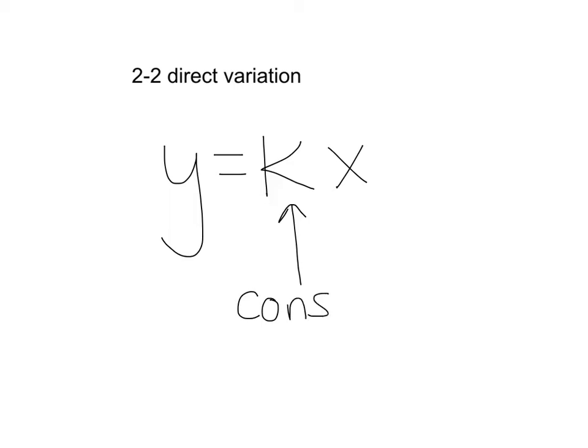So we're talking about direct variation, and direct variation allows you to use this formula y equals k times x. And remember, k is just some number, so it could be positive, negative, a decimal, a fraction. We call k the constant of variation.